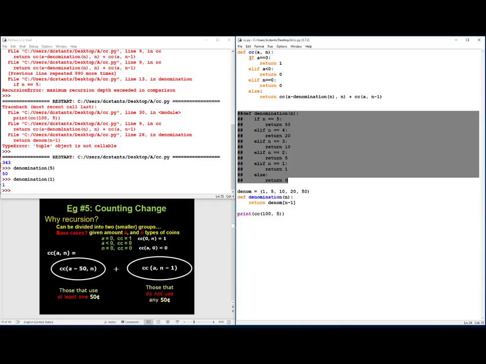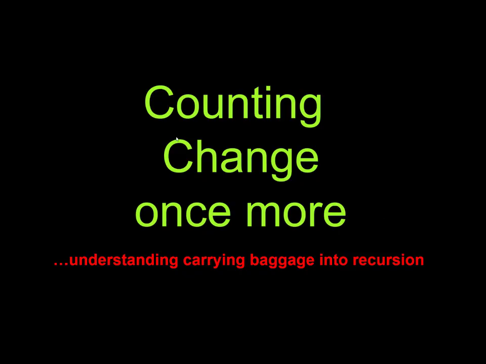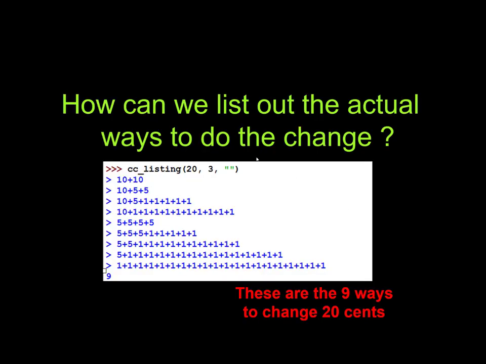This is counting change. We next see counting change in another way to help us understand carrying baggage into recursion. This is yet another useful task that recursion can do. The problem we want to solve is to list out the actual ways to do the change. For example, there are 9 ways to change 20 cents. We can use 2 10 cents or 1 10 cent and 2 5 cents, etc.